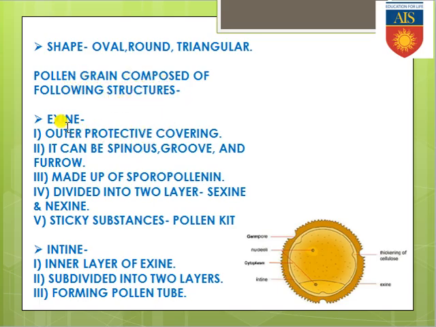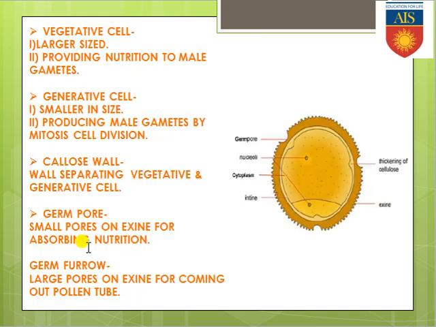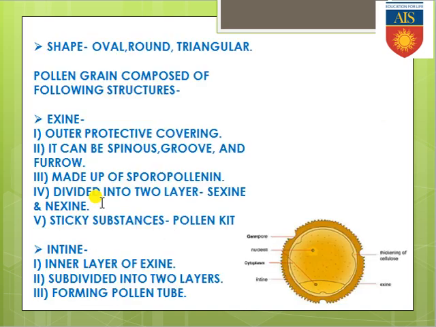The first structure is exine, the outermost layer. Next there is another layer inside the exine, that is intine. Next there is the vegetative cell, and next there is the generative cell. These two cells are present in the cytoplasm of the pollen grain. Next there is the callose wall. Next, germ pore and germ furrow. These are two small pores and another bigger pore-like structure present on the surface of the exine. So let's see the structure of the entire pollen grain.